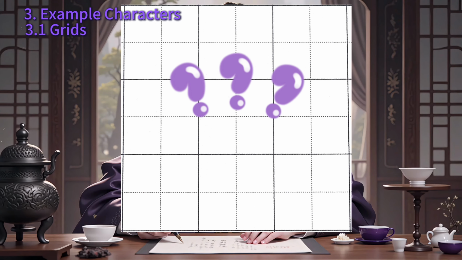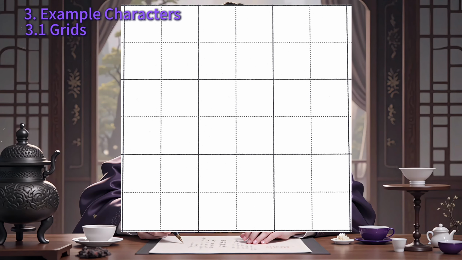As I recommended in the last video, we normally use Tian's grids to practice Chinese characters. So let me show you how to use this. Then we can start our practice. As you can see, there are horizontal and vertical dotted lines in these grids. These are the reference lines of horizontal and vertical directions.